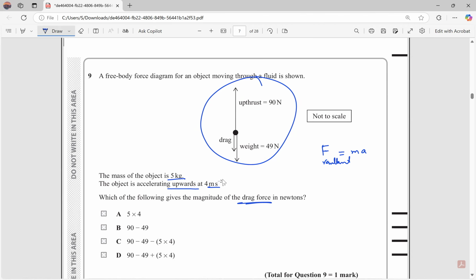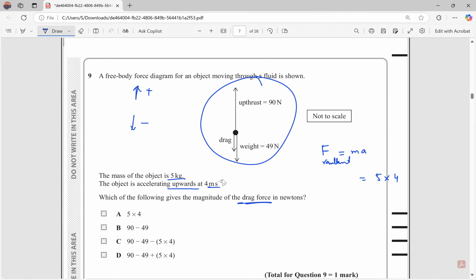So on the right side, mass times acceleration, 5 times 4. Acceleration is a vector, force is a vector, directions matter here. The general convention is that up direction is positive, downwards is negative. So since the acceleration is upwards, I'm taking it positive. If it was downwards, then with my convention, acceleration would be negative.